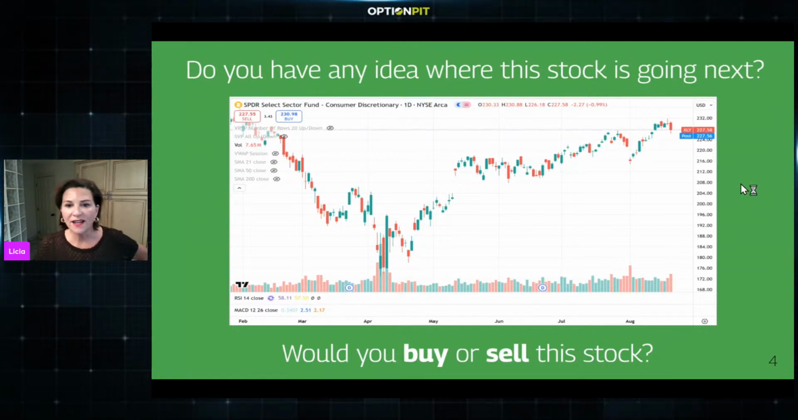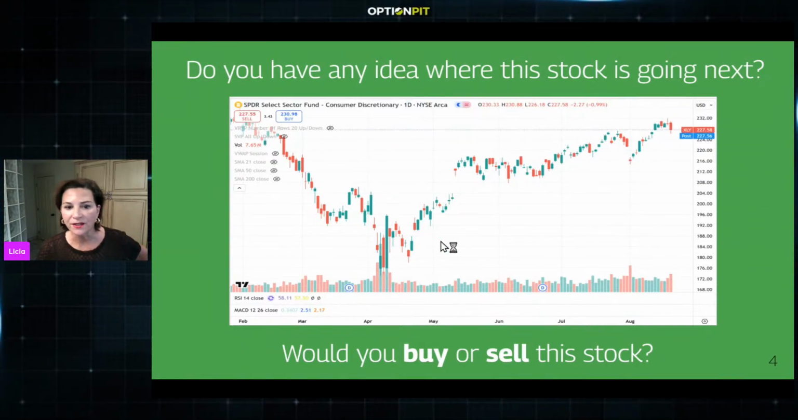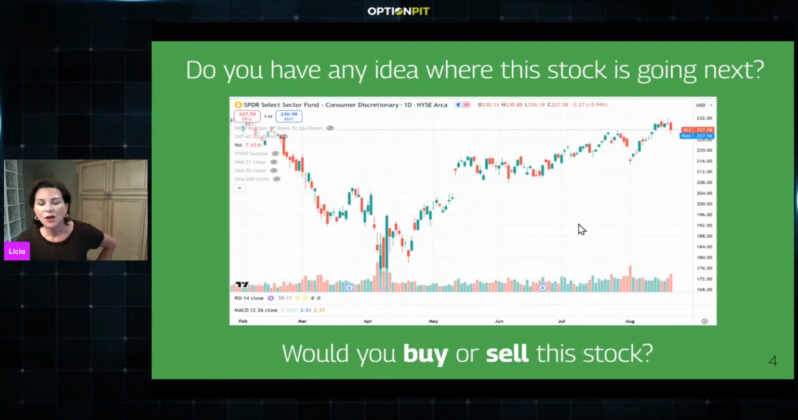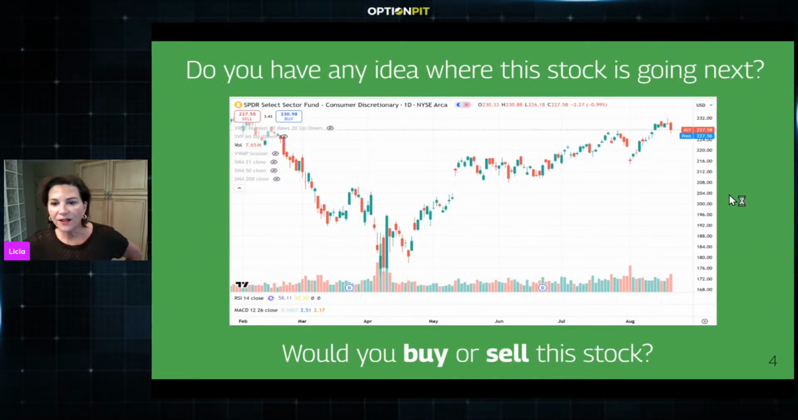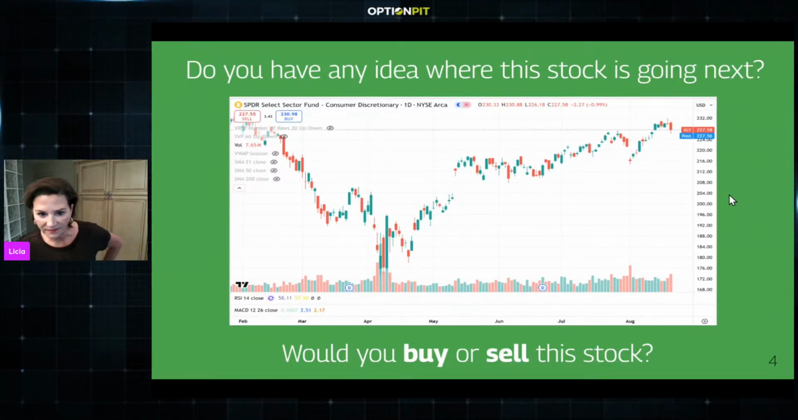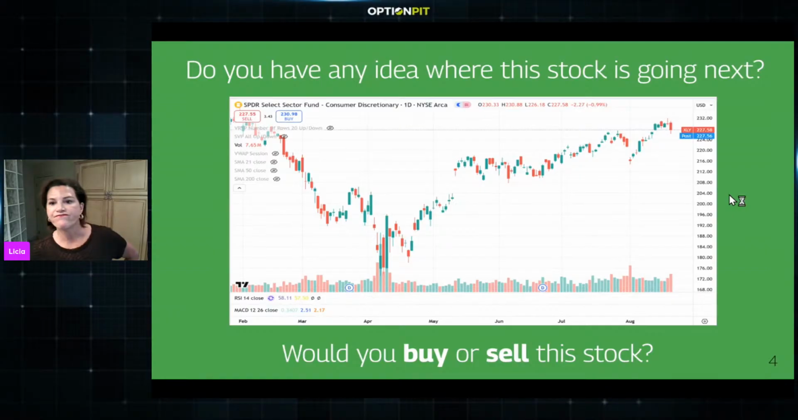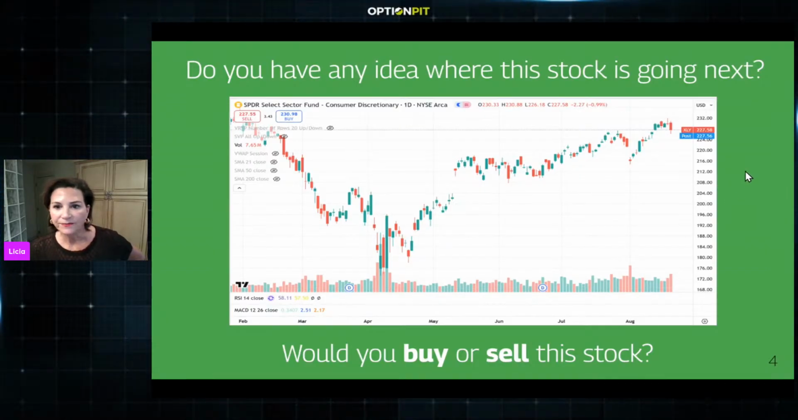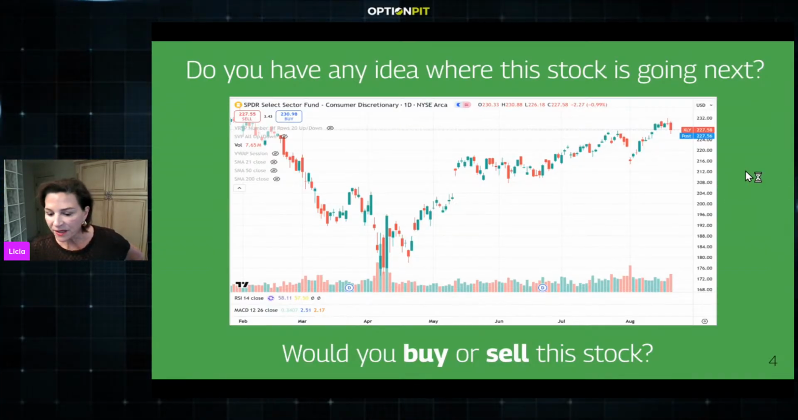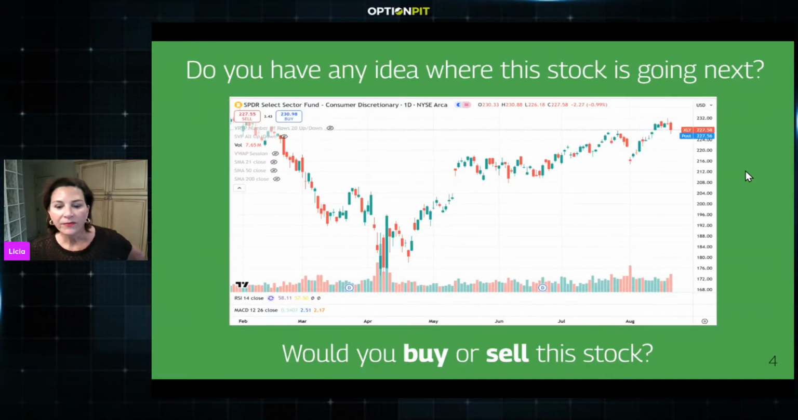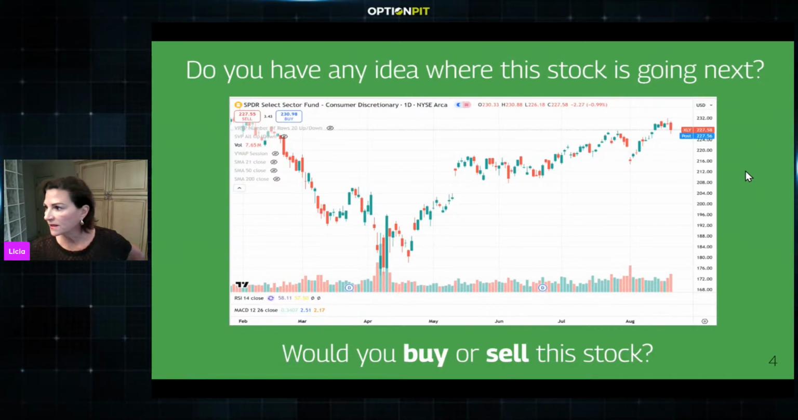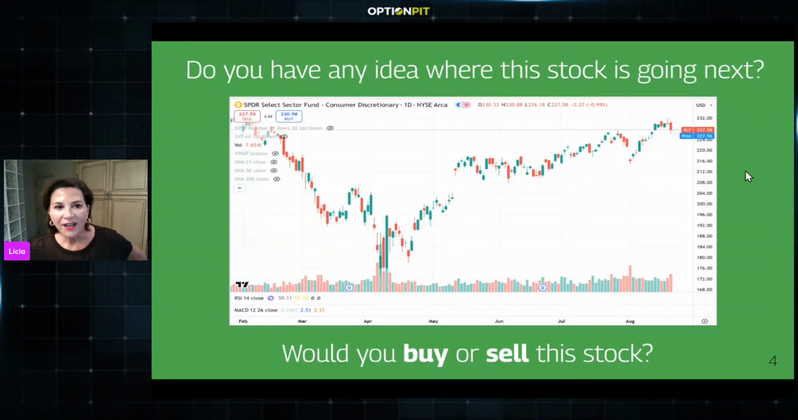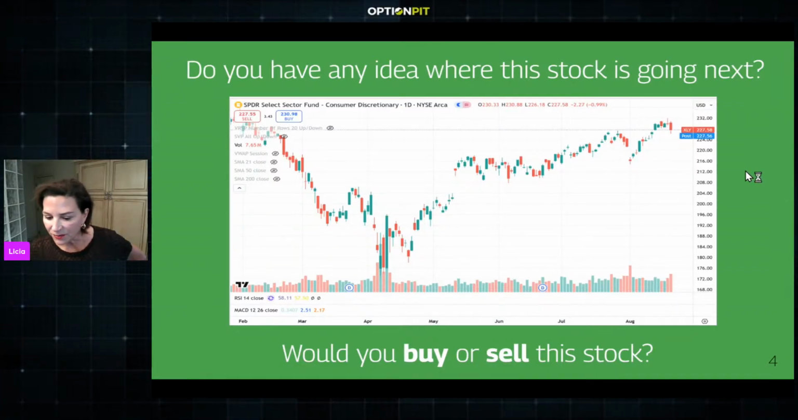So here is a stock chart, just plain candles, red and green, up and down. Pulling up this chart out of nowhere, would you buy or sell this stock? Any ideas? Any opinions? No one has an opinion? Scavenger would buy it. Do we have any sellers?